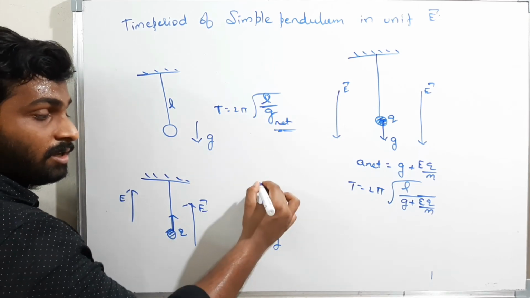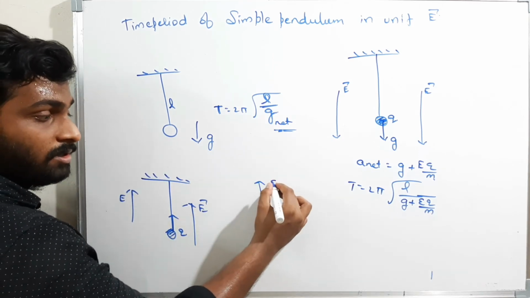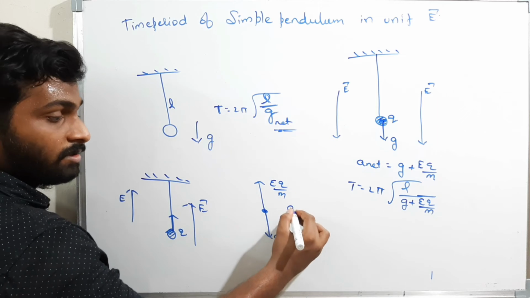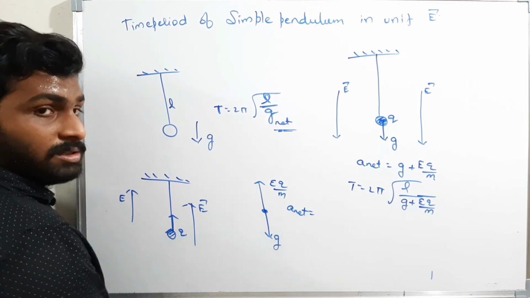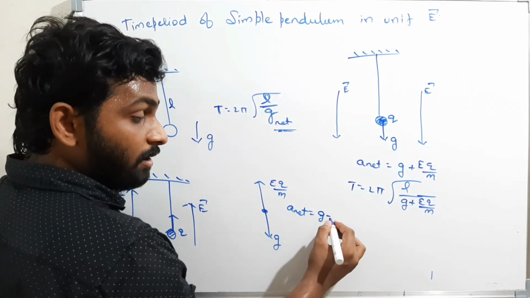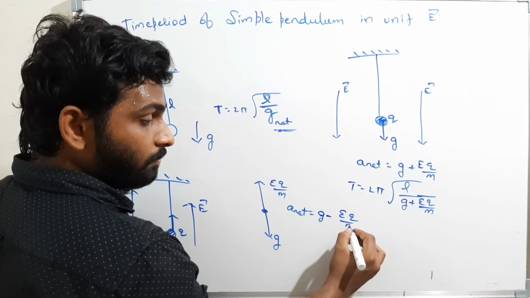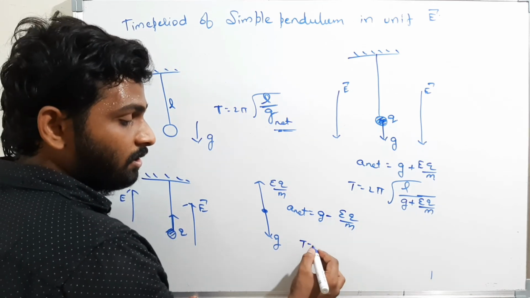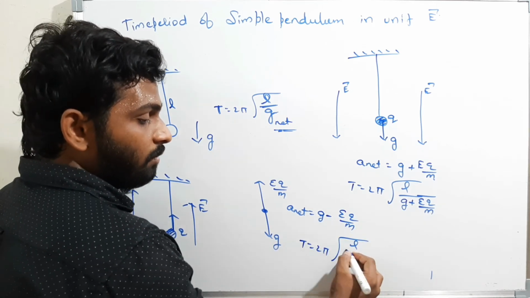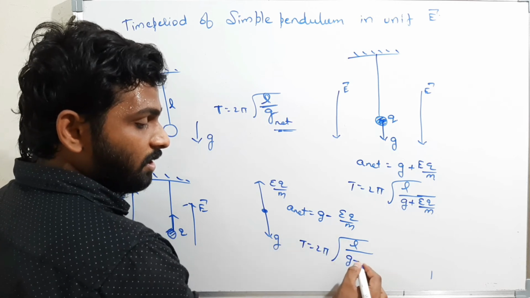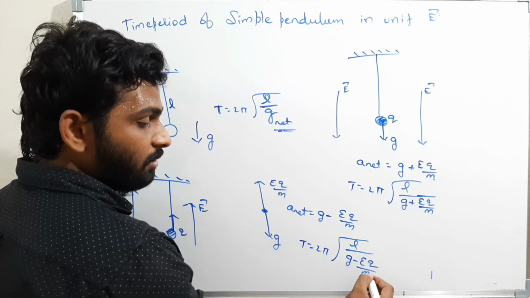The net acceleration here, downwards it is g, upwards it is EQ by EM. What is the net acceleration? The acceleration is nothing but g minus EQ by m. Therefore, the time period is 2 pi root of L by, what is a net? That is nothing but g minus EQ by m.